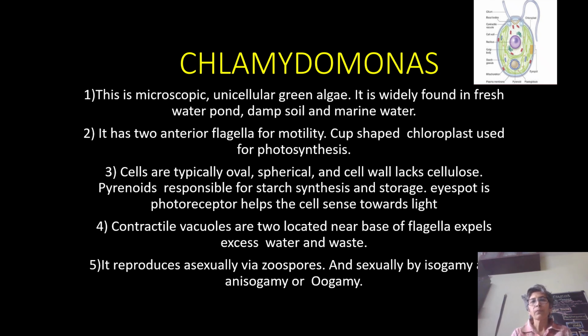It reproduces asexually by zoospore formation, and sexually by isogamy and anisogamy or oogamy. These are methods of sexual reproduction. Okay, this is about Chlamydomonas.